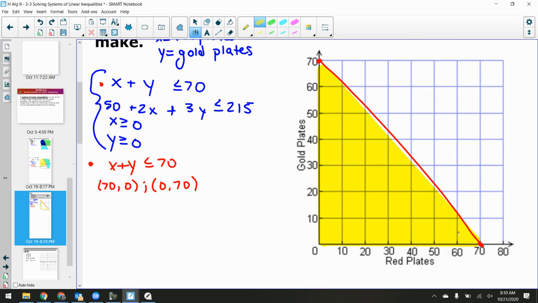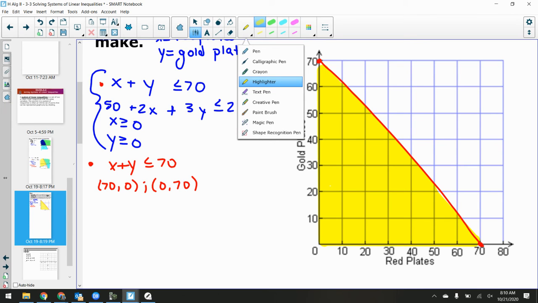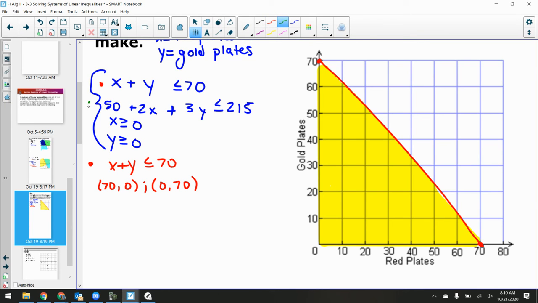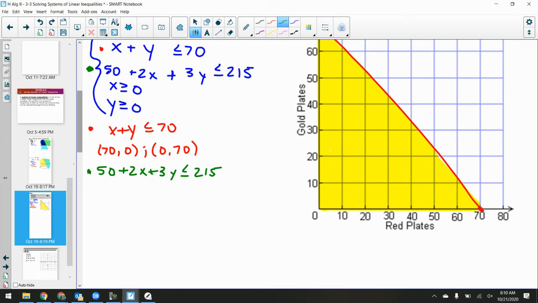Okay. So here is my shaded region for the first constraint. Notice that I don't pass my axes, because x is greater than or equal to 0 and y is greater than or equal to 0. Okay, so let's put my other one in green here. 50 plus 2x plus 3y is less than or equal to 215. Let's graph that one. To find the intercepts, I need to set it as an equation, and I'm going to subtract that 50 over to the other side. It's going to help me out here. 2x plus 3y is equal to 215 minus 50.